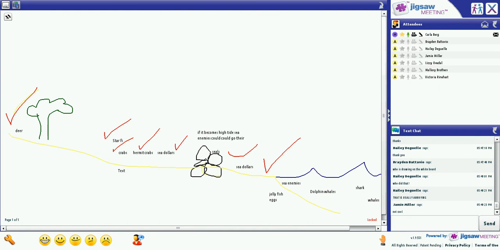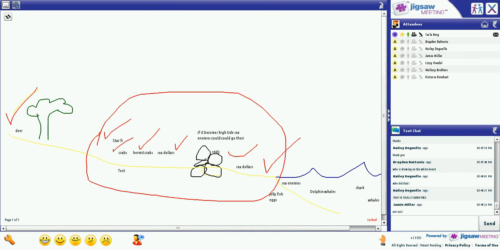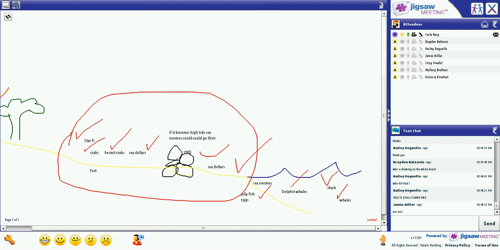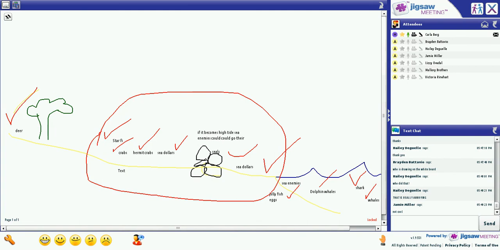All of these organisms right here that I just circled in red can go anywhere in the intertidal zone. So anywhere from high tide to low tide. In the water, we have sea anemone, fish eggs. We have dolphin, shark, and whales. Great job coming up with some good ideas about where different organisms would live on the beach.